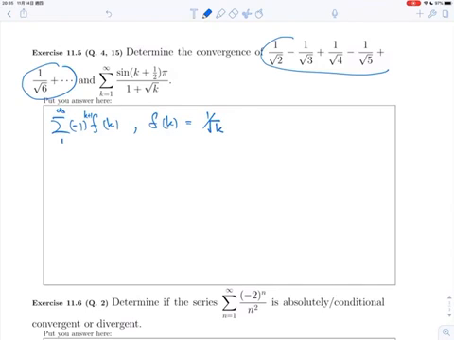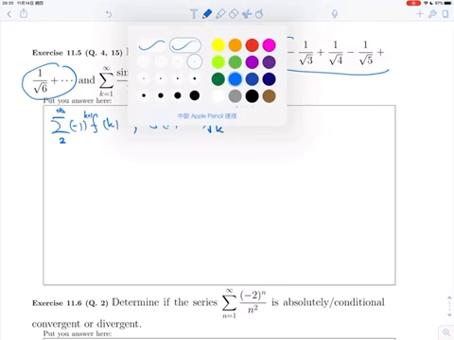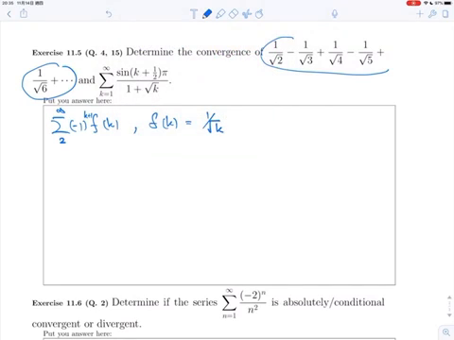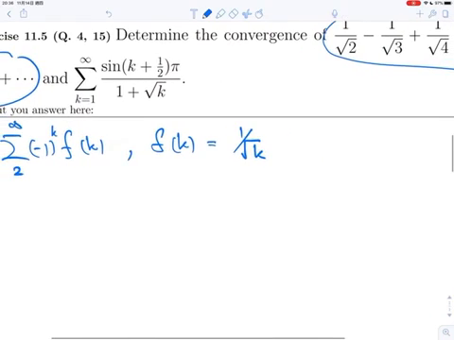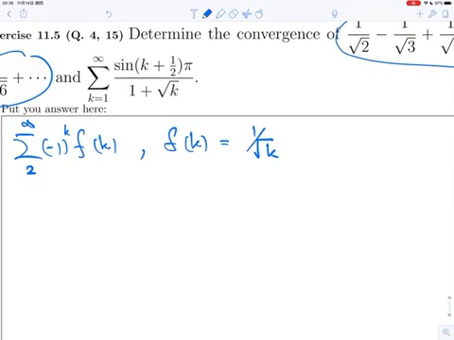So I should start from 2 actually, because this is where it is. If that's the case, I also don't need this plus 1, because then this would already be positive when k equals 2.